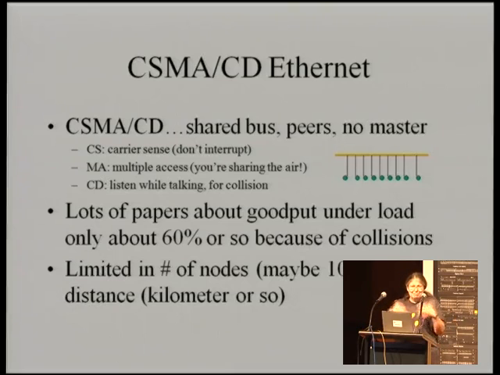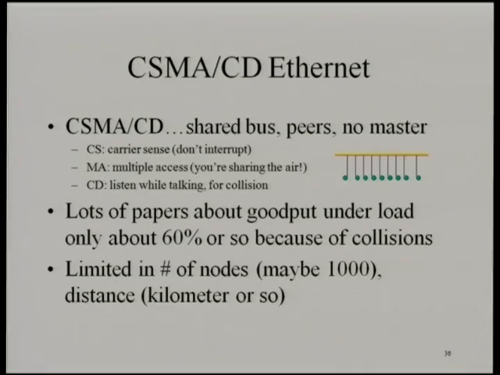It seems like most other people don't think of it this way. But CS is be polite, don't interrupt. Carrier sense means listen to see if someone else is talking. Multiple access means you're sharing the air, don't just talk the whole time. And CD is listen even while you're talking in case somebody interrupts you.